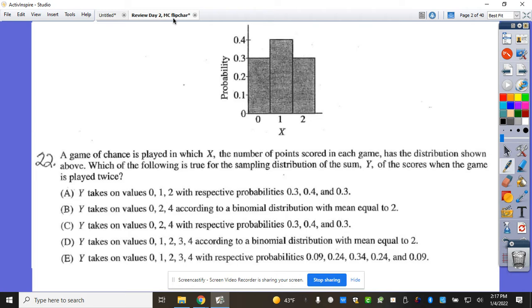And so a game of chance is played in which X, the number of points scored in a game, has a distribution shown above. So if I play a game once, what are my possible options for number of points I could get? 0, 1, or 2. Probability of getting 0 points is 0.3. Probability of 1 point is 0.4, and so forth. Which of the following is true for the sampling distribution of Y, which is the sum when I play the game twice?